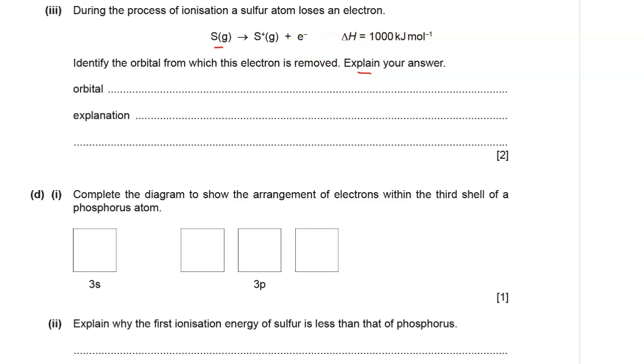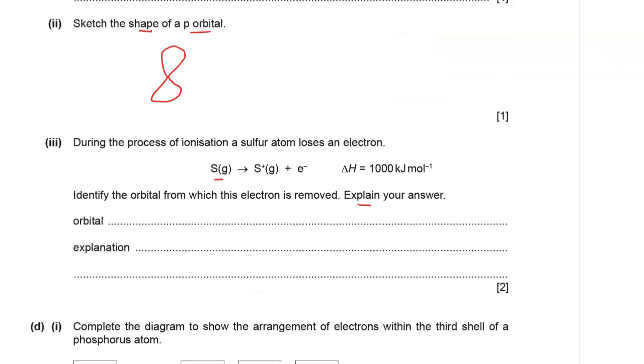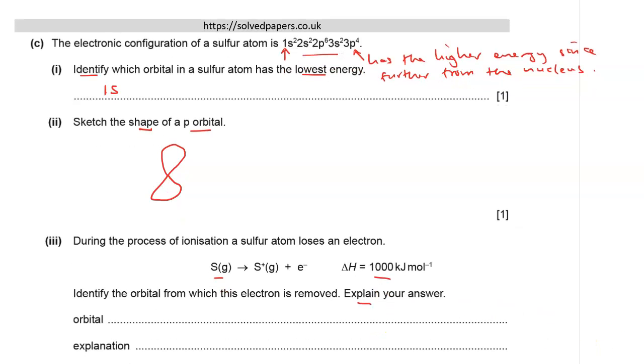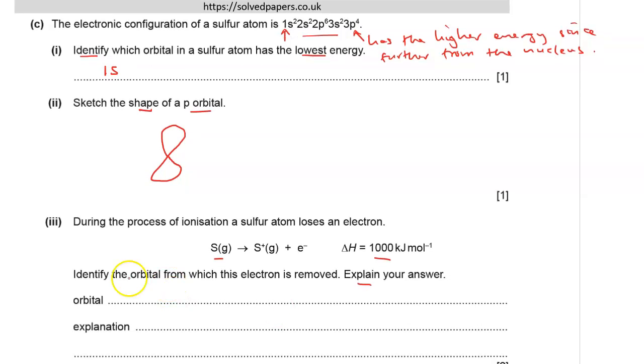Of course, you can see the ionization energy is 1,000 kilojoules per mole, and therefore that is a low energy. So the electron should have been removed from the farthest orbital, which should be 3p.